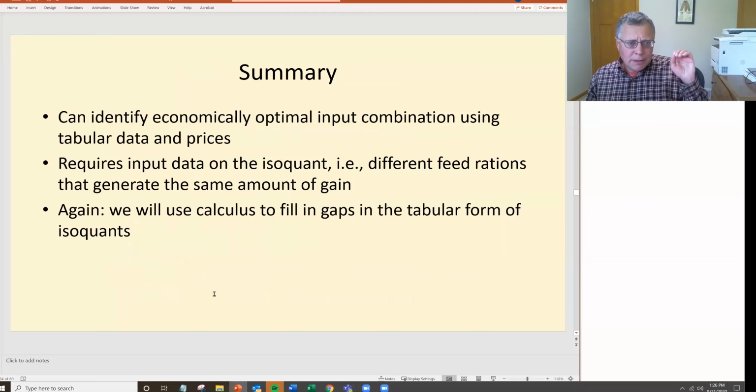So we've talked about identifying the economically optimal input combination using this table, tabular data, and prices. You need to input data on the isoquant. You need to know the different feed rations that generate that same amount of gain or the same milk production. And we use the calculus again. We're going to use that to fill in those gaps.